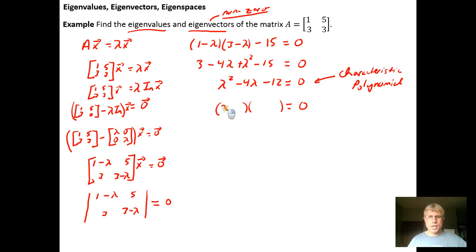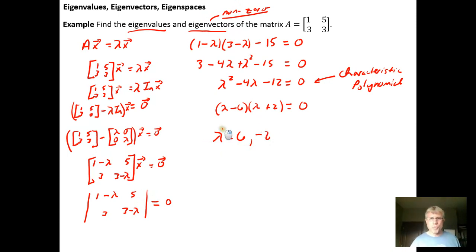So the factorization of this is going to be lambda minus 6 and lambda plus 2. If we multiply that out, we should get back this. And from this we can see right away what lambda has to be. Lambda is either going to be equal to 6 to get 0 here, or it's going to be equal to negative 2, which will give us 0 for this factor.